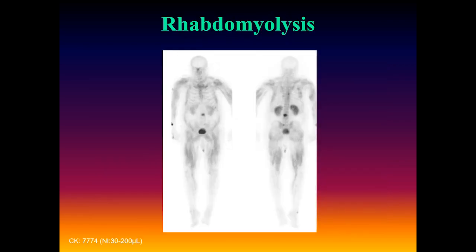This is an example of a patient with diffuse rhabdomyolysis secondary to statin administration. Whenever you see diffusely increased uptake in the soft tissues, particularly when the distribution resembles muscular bundles, you should entertain the diagnosis of rhabdomyolysis. A history of statins is a good clue, as is the presence of dark urine.